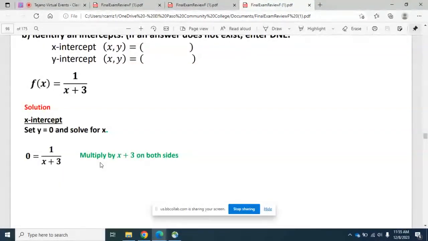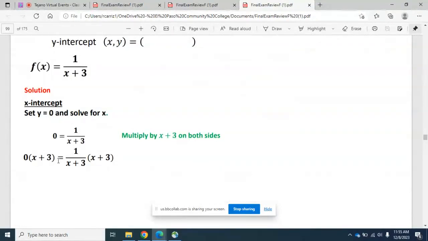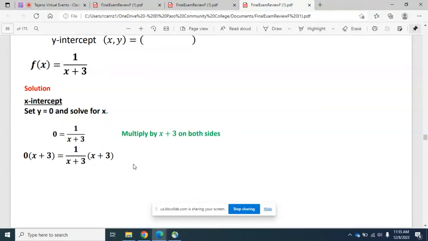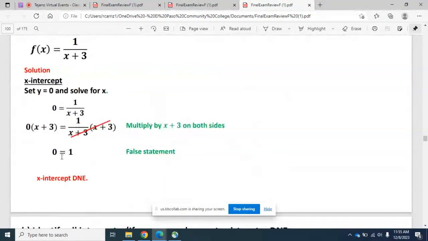So we have 0 is equal to 1 over x plus 3. I'm going to multiply both sides by x plus 3, and I have 0 times x plus 3. I know that's going to give me 0, and x plus 3 divided by x plus 3 is 1, and 1 times 1 is 1. But here we end up with 0 is equal to 1.